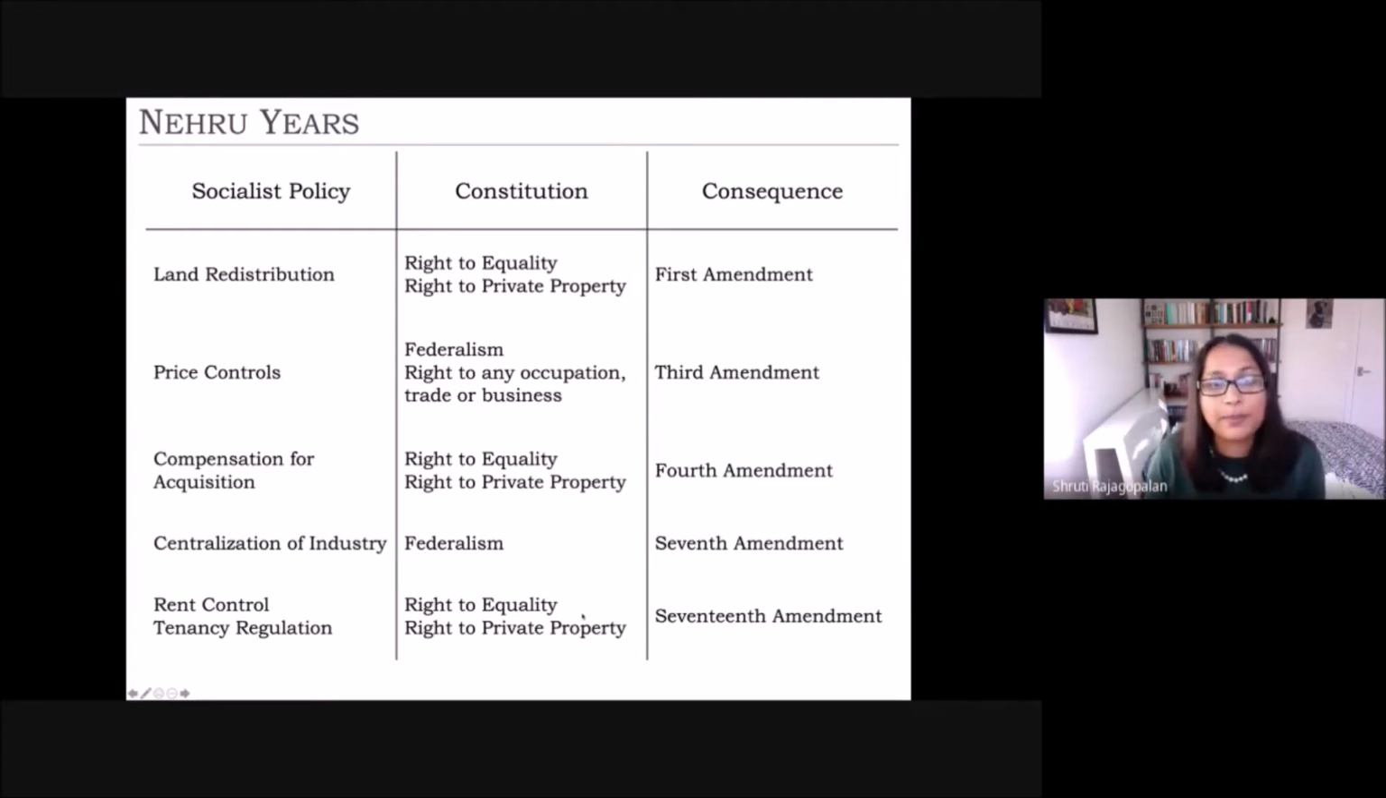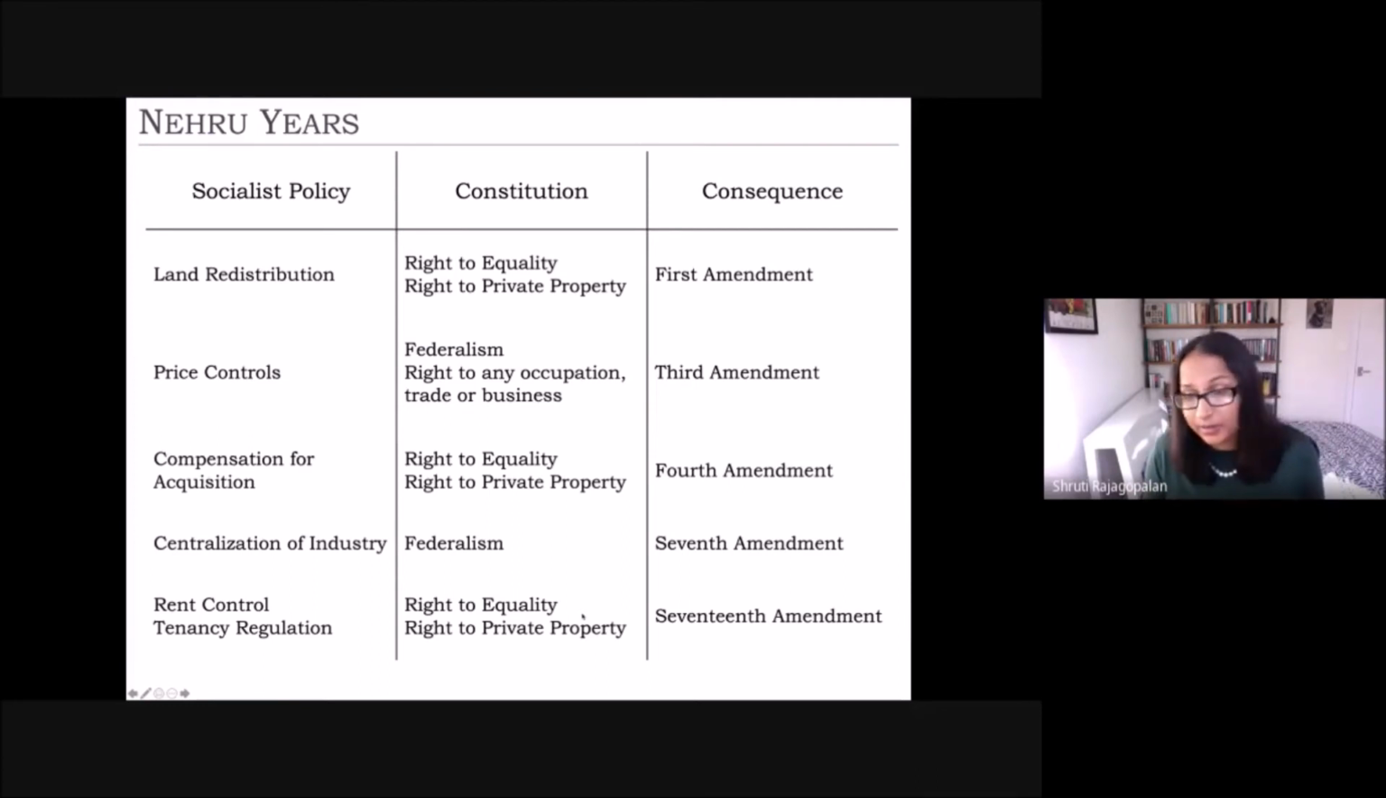Price controls typically get in the way of that, because different states will then have their own policies on whether or not they wish to have price controls and so on and so forth. And then it gets in the way of this kind of centralized economic plan that the Planning Commission was trying to implement. So what happened? Third Amendment, right? Then you come back, right? Again, you have zamindari, you have urban land ceiling propositions, the 4th Amendment, right? Centralization of industry, the 7th Amendment.